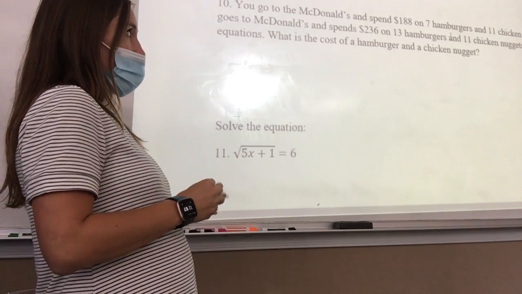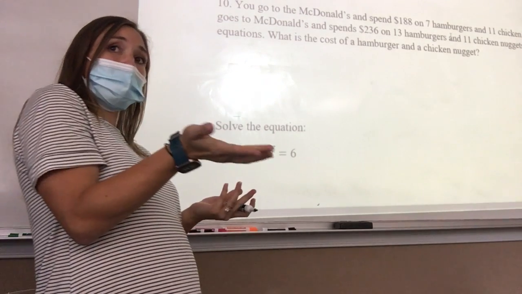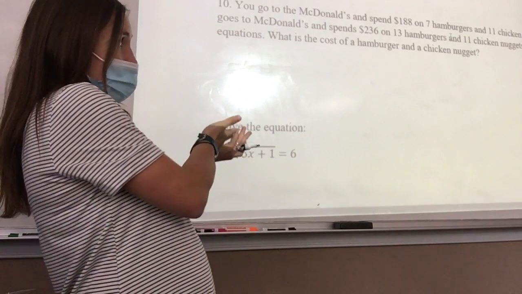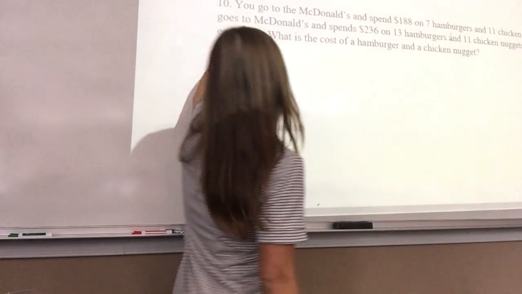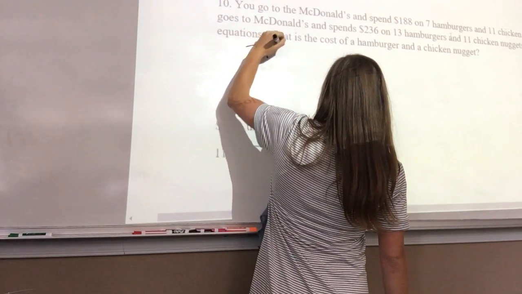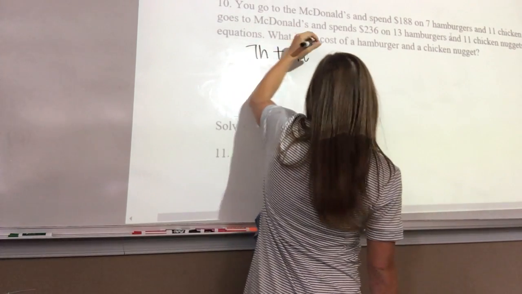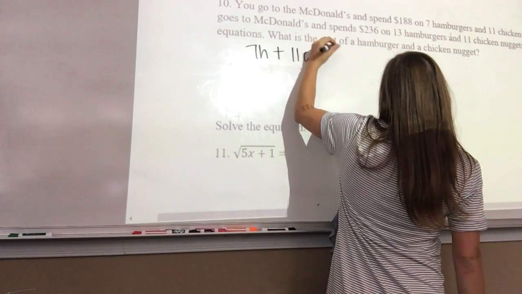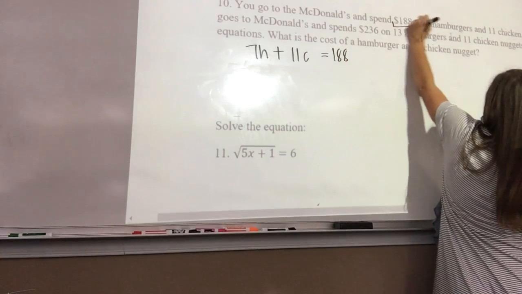Okay, so it would be 7H. You can use X and Y like we have been, or you can use H and C for hamburgers and chicken nuggets. It's all good. So 7H plus 11C equals 188. Okay, so that's our first situation.